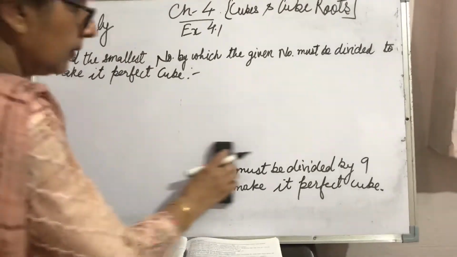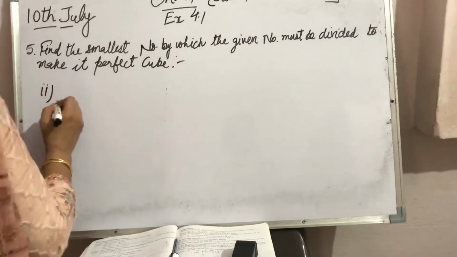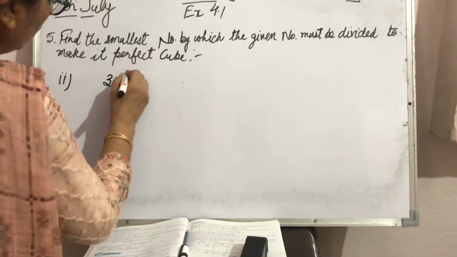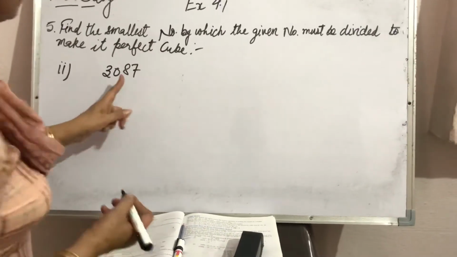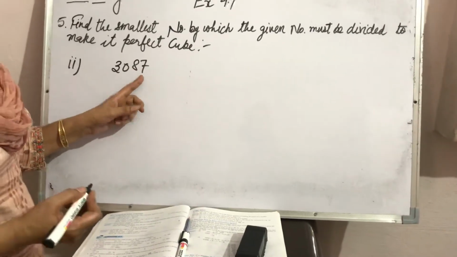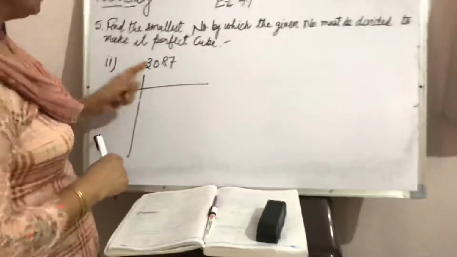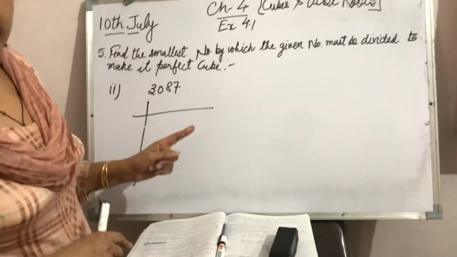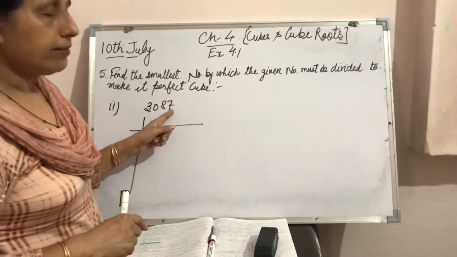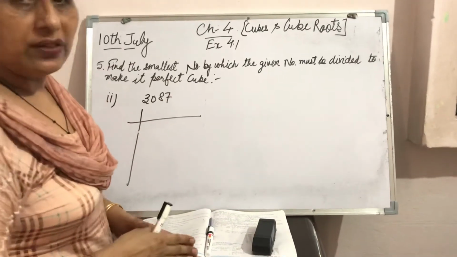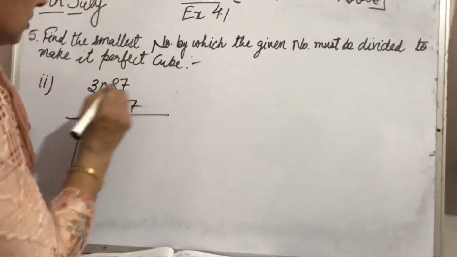Next is the second part of the same question. 3087. Simple, find the prime factors. Check the ending number, it's an odd number. It will not be divisible by 2 but by 3. We can check by the divisibility rule. Divisibility of 3: 3 plus 8 is 11, and 7 makes 18. 18 is divisible by 3. That's why this number will be divisible by 3.